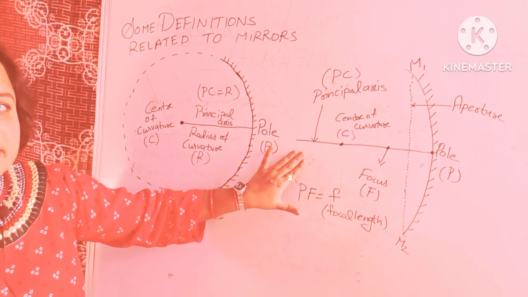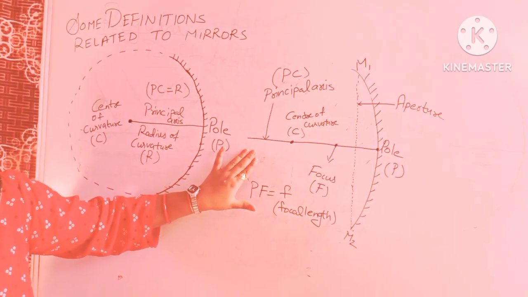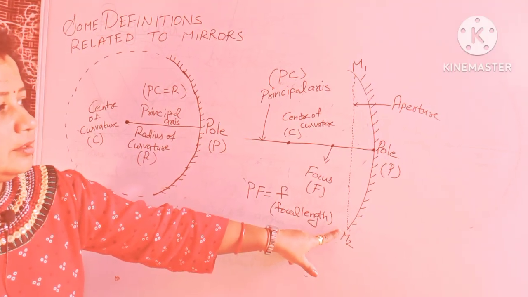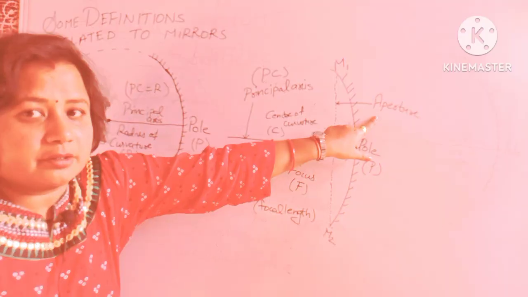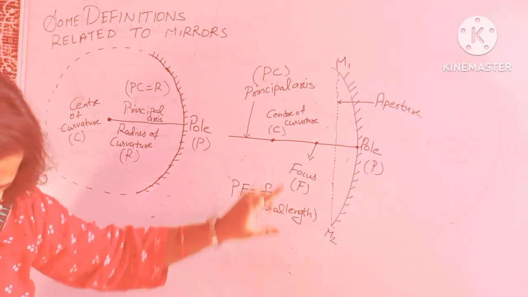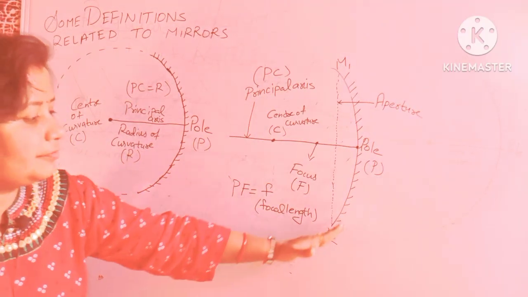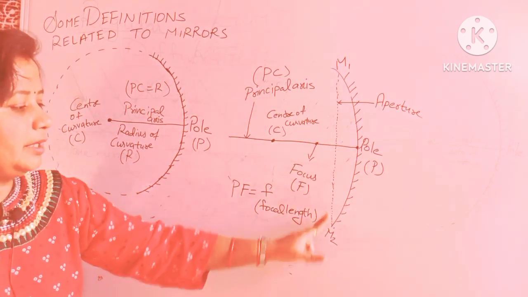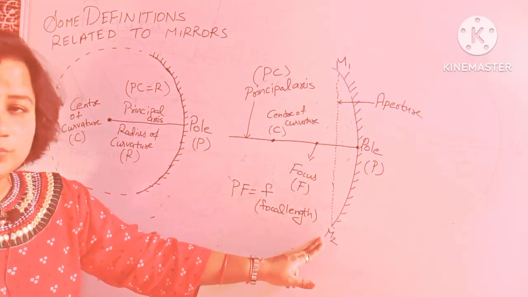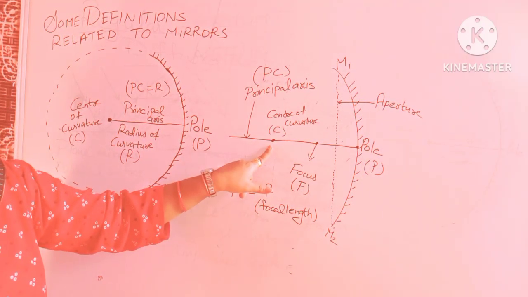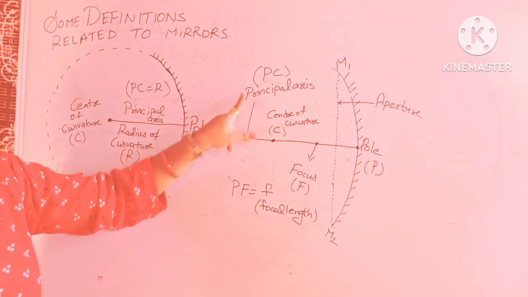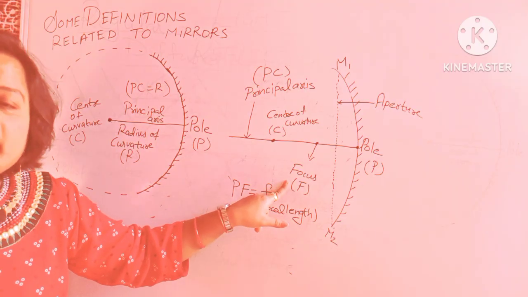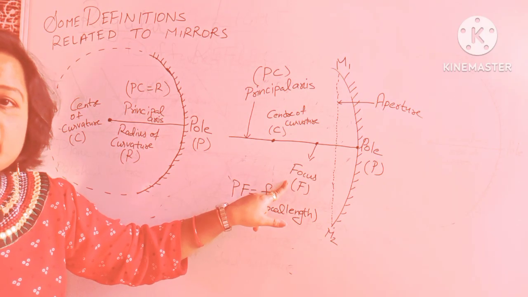In this diagram, this is very much clear. See, again this is a concave mirror, right? And what is this? Aperture. What is aperture? The diameter of the reflecting surface. The diameter of this reflecting surface is what we call the aperture, M1, M2. As is clear from the figure, this is the center of curvature, this is the principal axis, PC, and pole, and this is focus. My dear student, I will explain the focus of a spherical mirror in the next video.